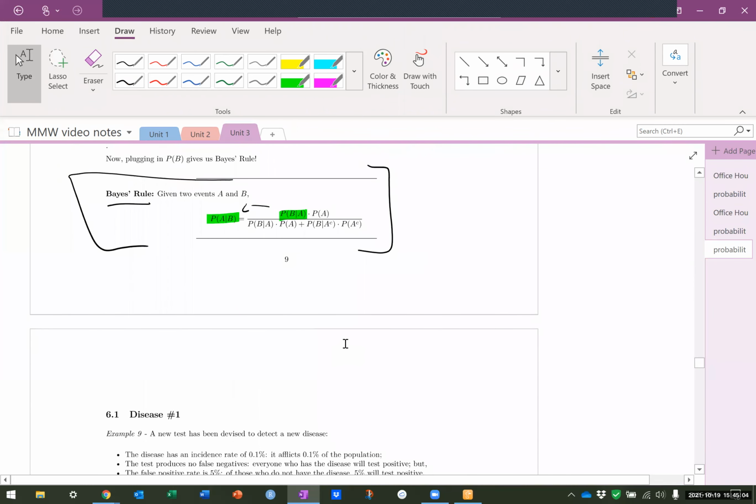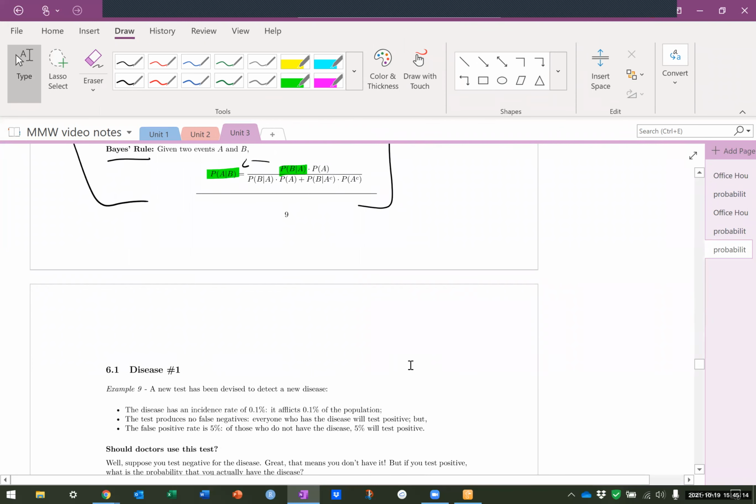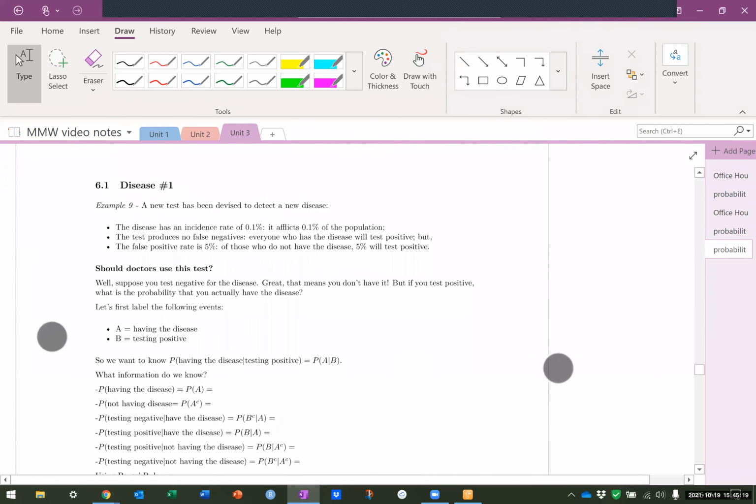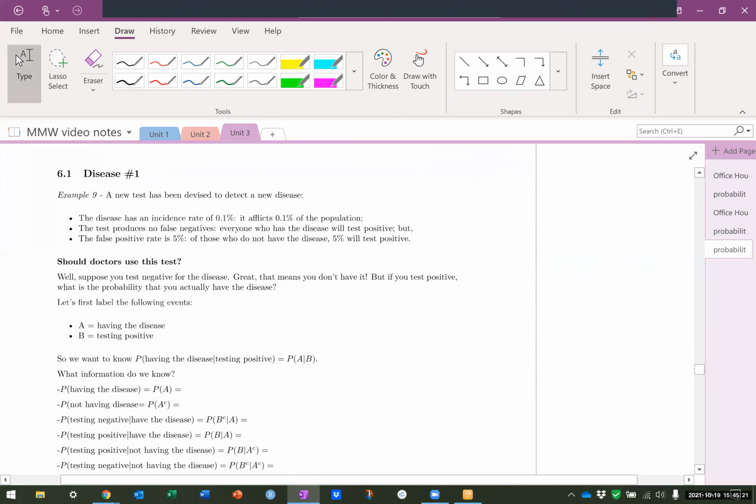So for an example of testing a disease, suppose there's a new COVID test, and we want to know how accurate it is. How good is it for using? And so we have this information about a test. It's got an incidence rate of 0.1%. It affects that much of the population. It produced no false negatives. That's good. But there's a false positive rate. So this is information that we can use to find out from this problem.